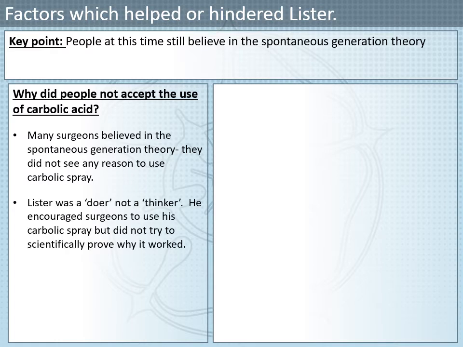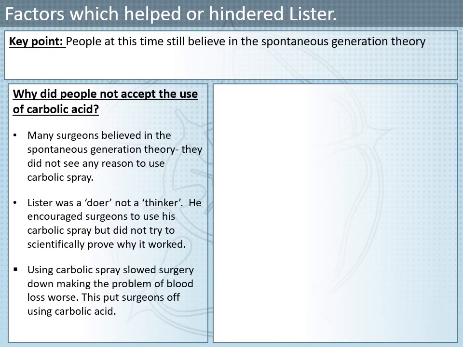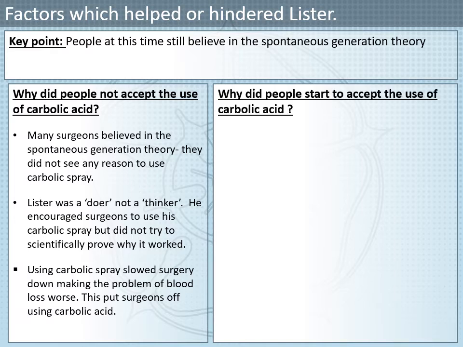Lister is a doer, not a thinker, so he encouraged surgeons to use this carbolic spray, but he did not try to scientifically prove why it had worked. Using carbolic spray slowed surgery down. It made the problem of blood loss worse, so it put surgeons off.